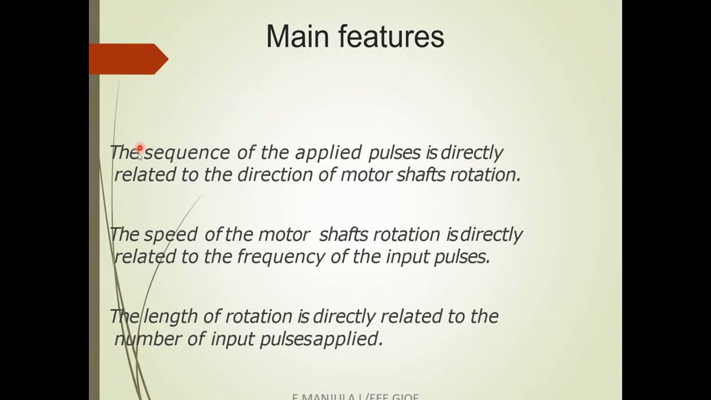What are the main features of the stepper motor? The sequence of the applied pulses is directly related to the direction of motor shaft rotation, the speed of the motor shaft rotation is directly related to the frequency of the input pulses, and the length of the rotation is directly related to the number of input pulses applied. So entirely the machine will perform according to the input pulses.